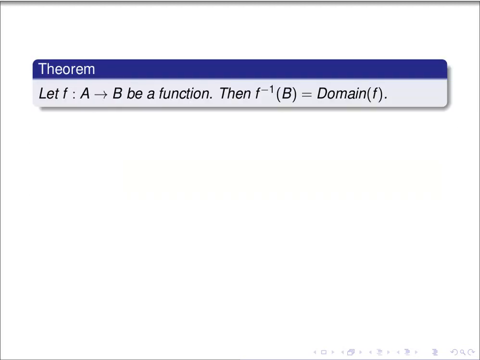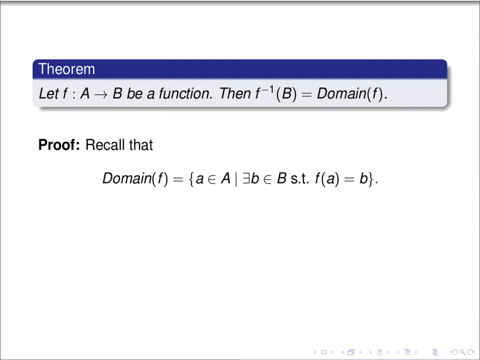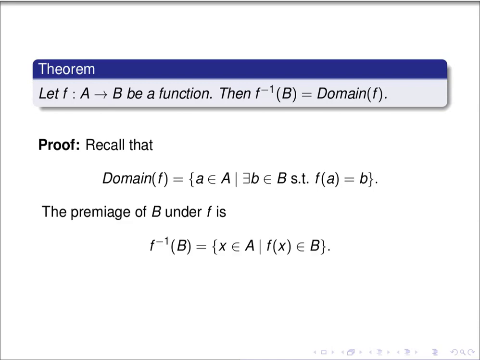So first theorem: if f from A to B is a function, then the preimage of the codomain is the domain. In other words, the preimage of B is the domain of f. Well, recall that the domain is the set of all a in A such that for some b in B, f of a is equal to b. Now let's apply the definition of the preimage to the codomain B. Okay, the preimage of B under f is the set of all x in A so that f of x is in B. All right.